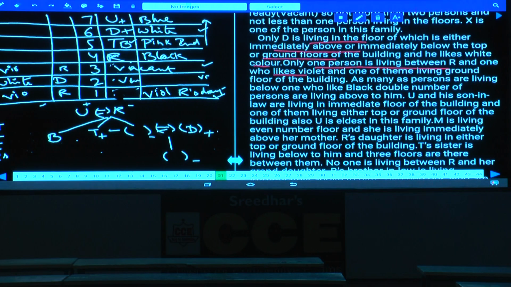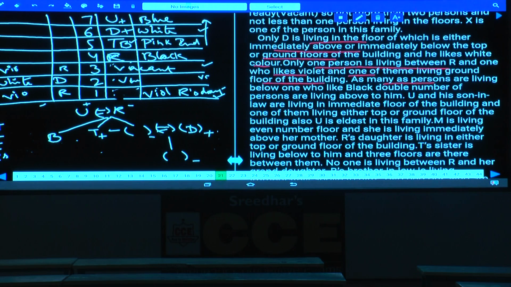Between R and the one who likes violet, how many persons are there? There is only one person between R and the one who likes violet. That is the second one or the third one. And one of them is living on the ground floor of the building. Who is that person here? Violet is living on the ground floor.